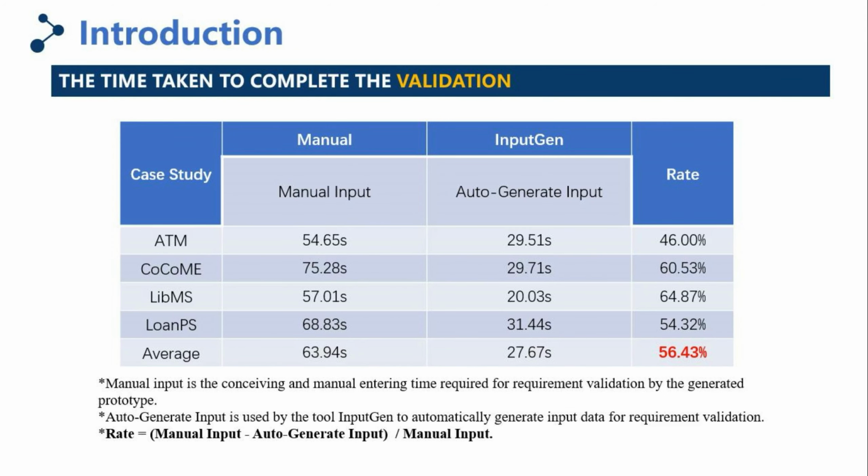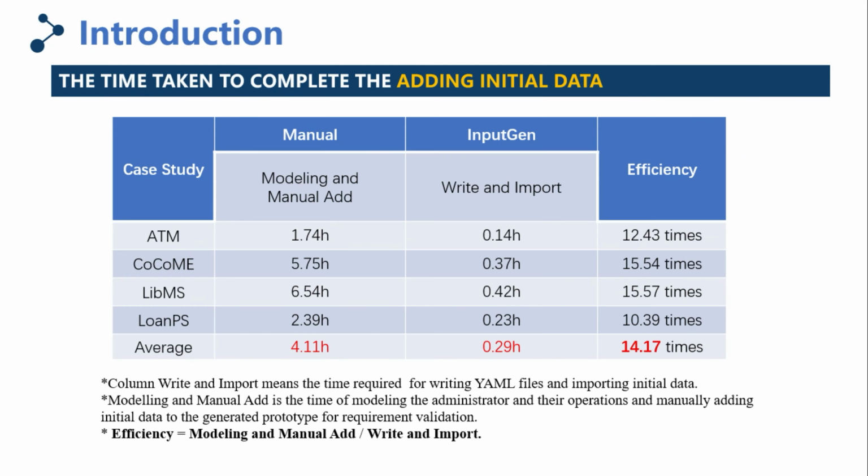As shown in the table, we demonstrate that InputGen can improve the efficiency of requirements validation by 56.43% compared with the original generated prototype from RM2PT. In addition, we compared the modeling time and the time cost of writing the YAML file. As the table shows, on average, it takes 0.29 hours to write the external file with the same initial data, while modeling the administrator and manually adding the same data takes 4.11 hours.